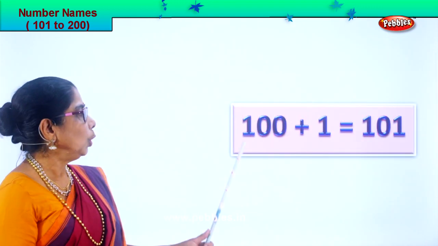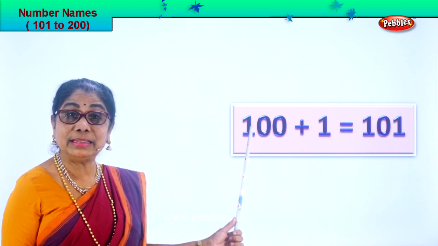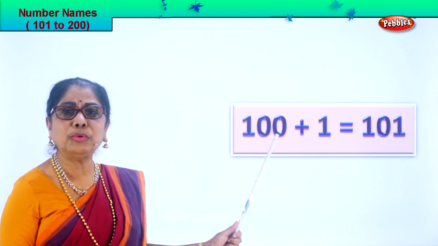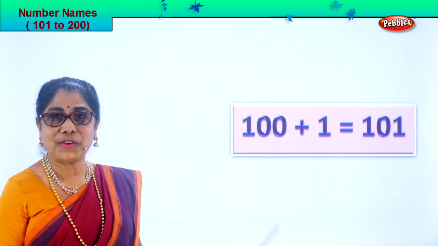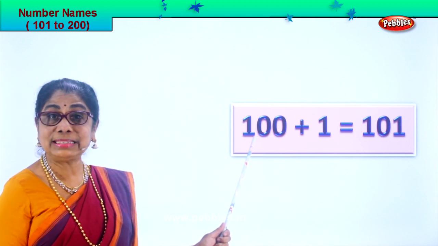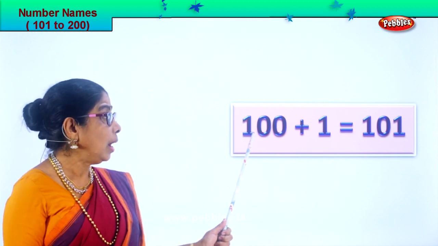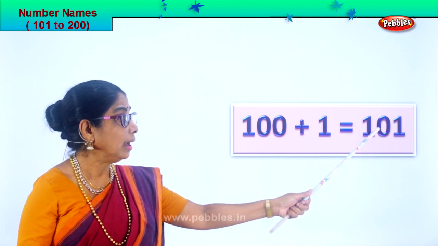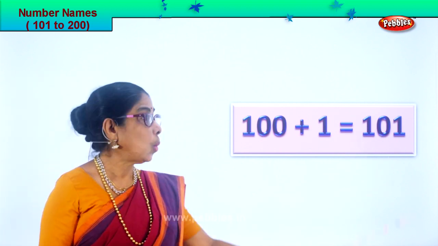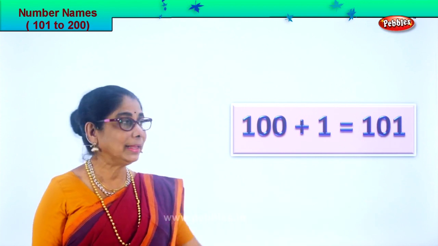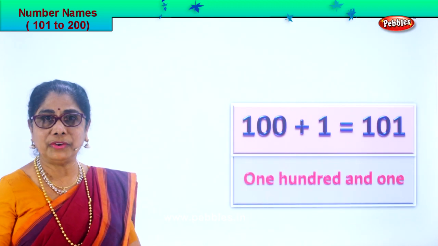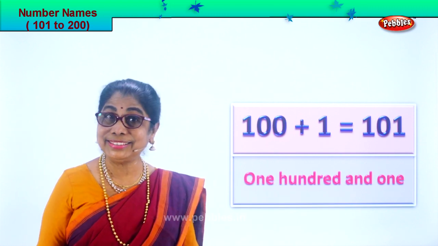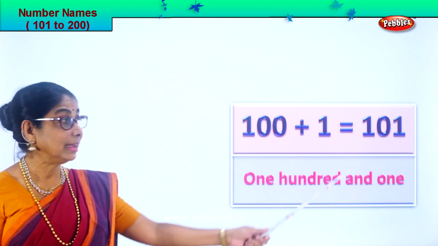Look, we have here a three-digit number, the smallest three-digit number. What is that? 100. How do you read this? 100. 100 plus one more equal to 101. Read this number. 101. Good.